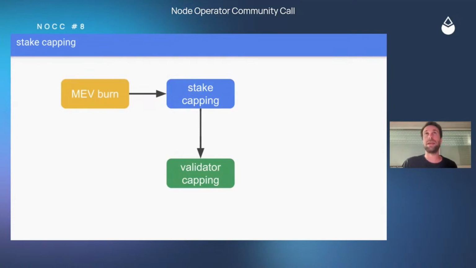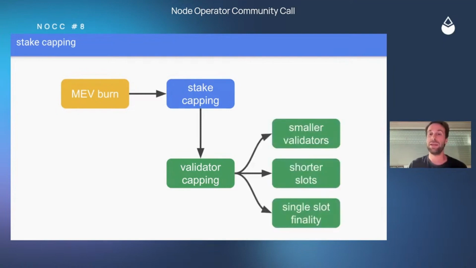The first reason is that it means that we can have a hard upper bound on the total number of validators, right? Because if, for example, we set a cap of 32 million ETH, and you need at least 32 ETH per validator, that means that in the worst case, we'll have 1 million validators. And validator capping is useful because it means that we can potentially have smaller validators. It means we can potentially reduce the 32 ETH to something like 8 ETH.